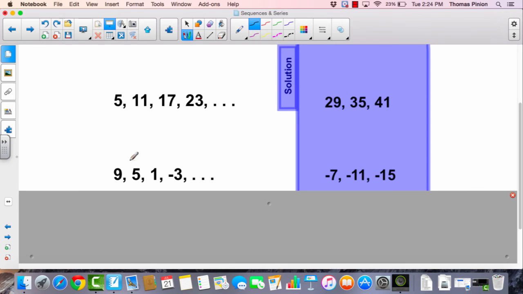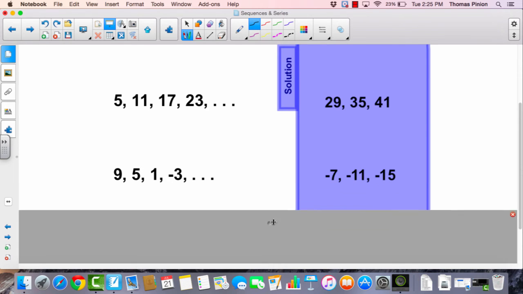Now here you're going down by 4 each time, so subtract 4. Subtract 4 from negative 3, you get negative 7. Subtract 4 from negative 7, you get negative 11. Subtract 4 from negative 11, you get negative 15.